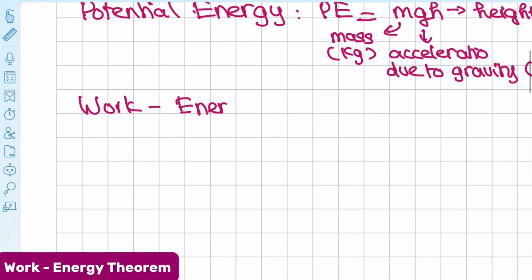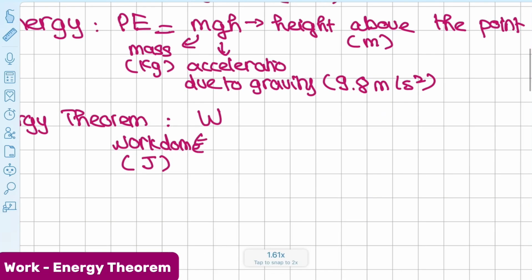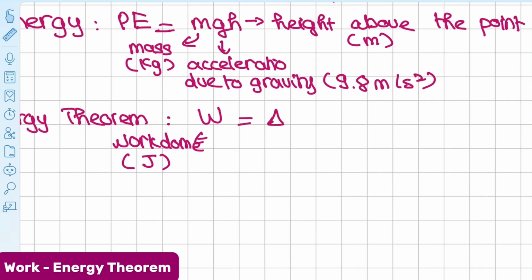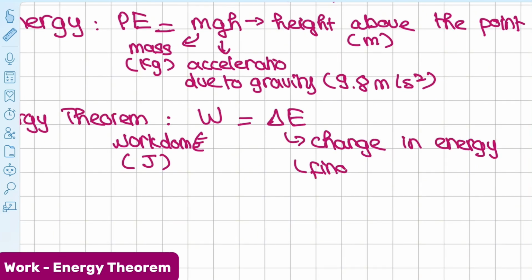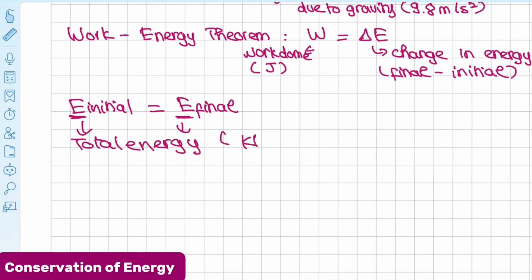Next, we have the work energy theorem. W stands for the work done in joules, which is J. Work is equal to change in energy. Conservation of energy: E initial is going to be equal to E final.